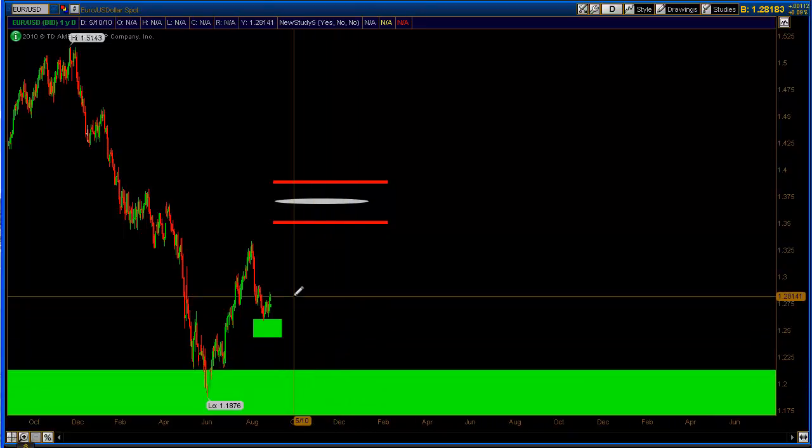So guys, that is the play on the euro versus the US dollar. Watch these levels, very large levels setting up, very large levels playing out. And from here, it's looking all up until we hit that halfway back resistance area.